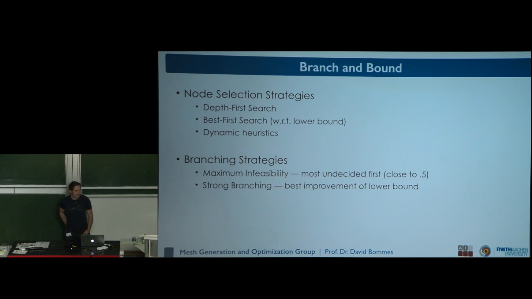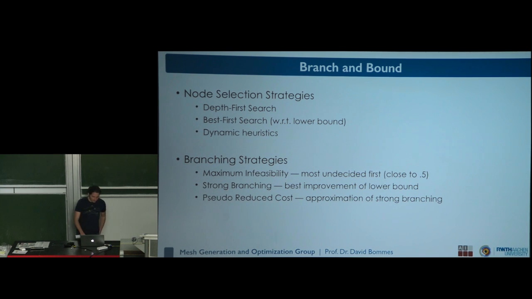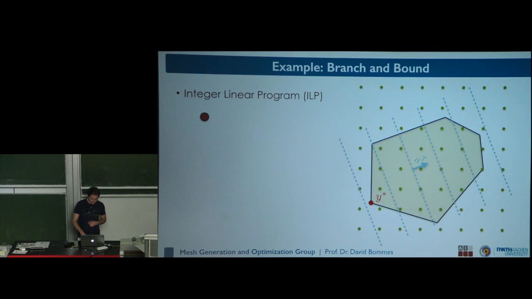But this is only an estimate, because you don't know exactly how changing the variable will translate into the change of the objective function. If you want to do it correctly, this is called strong branching. There you would really search for the variable which improves your lower bound in the best way. The problem here is that it's extremely expensive to compute, because you would have to solve continuous problems for all candidate variables just to decide which variable to continue on. Therefore, what people often do is they use pseudo-reduced costs, which is an approximation of strong branching where you learn from the history what are good choices. And again, here are also dynamic heuristics.